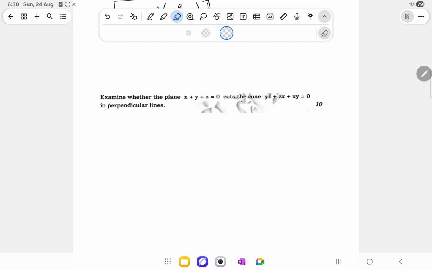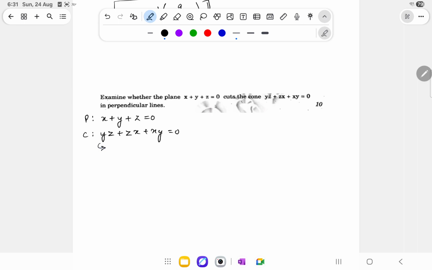So this question is also basically similar to the previous questions we did. They have given us the equation of a plane, which is x plus y plus z equals 0, and the equation of the cone is yz plus zx plus xy equals 0, and we are supposed to examine whether the plane cuts the cone in perpendicular lines.